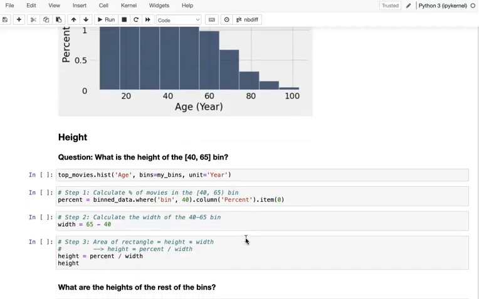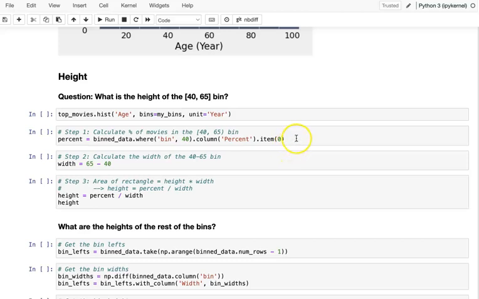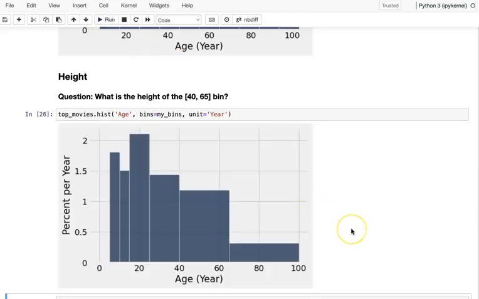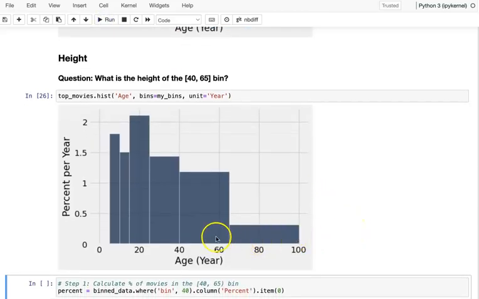But of course, let's calculate that. The first thing, if you want to find the height for your 40 to 65 bin, is to see the diagram first. Then we want to get the percentage. You can get the percentage from the bin data, where the bin is 40, and find that column, percent. Then we use the first item, and we get the percent.